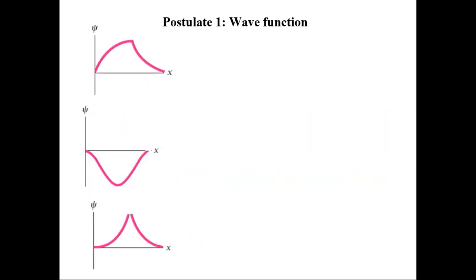Let us have a few examples. Here, a few wave functions are represented in graphical form. In the uppermost, this wave function indeed vanishes at infinity. It is single valued, it is continuous also, but its derivative is not continuous at this point. So it cannot be an acceptable wave function.